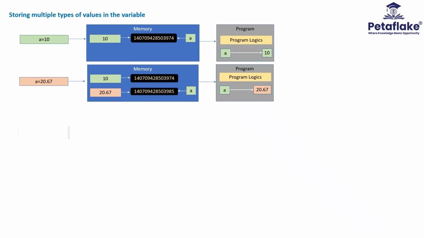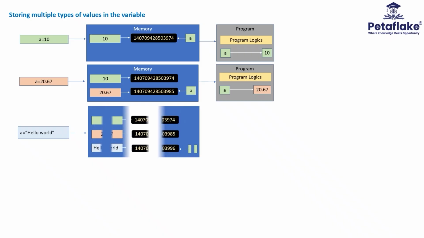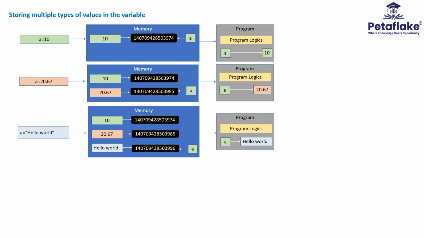Let's assume that we have assigned a new value hello world to the variable a in the same program. In this scenario, Python creates a new string object and stores the value hello world in the object storage. The memory address of the new string object is stored in the variable a, overwriting the previous memory address. At this point, when the program looks for the value of the variable a in the memory, the program gets the value as hello world, not the previous value 20.67.